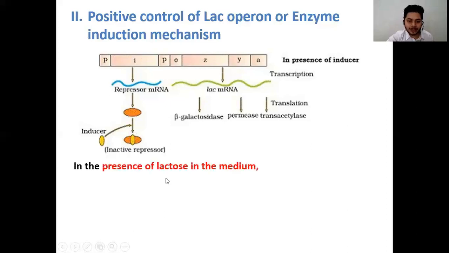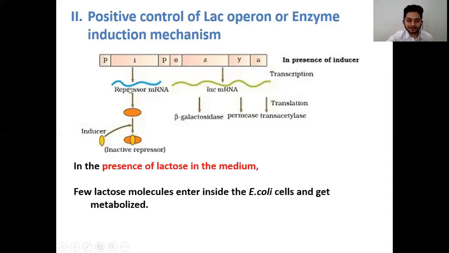Okay, so now when lactose is present in the growth medium, a few lactose molecules are able to enter inside the E. coli cells because these enzymes that are encoded by the structural genes are present in very less amount. So because of this negligible amount of enzymes already present in the E. coli cells, they are going to allow only a few lactose molecules to enter inside. So these few lactose molecules enter inside and they begin with their metabolism.